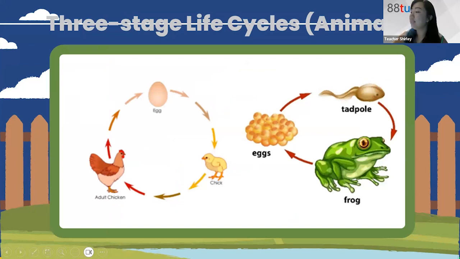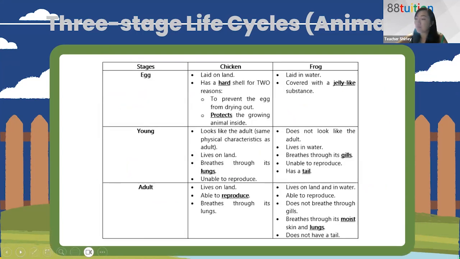Now, next thing to know is the life cycle of animals, right? Animals generally, what you know is 2 stage, 3 stage, and 4 stages. When we come to the 3 stage life cycle, generally the stages are egg, young, and adult. The 2 main animals we need to know are your chicken and frog. Chicken is on land, frog lives in water. Chicken has a hard shell, frog has a jelly-like substance. The hard shell protects the egg from drying out, and protects the growing animal inside.